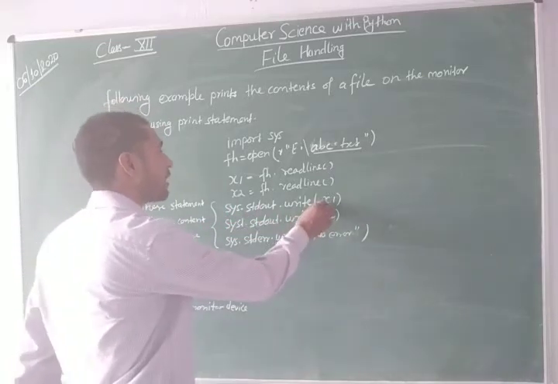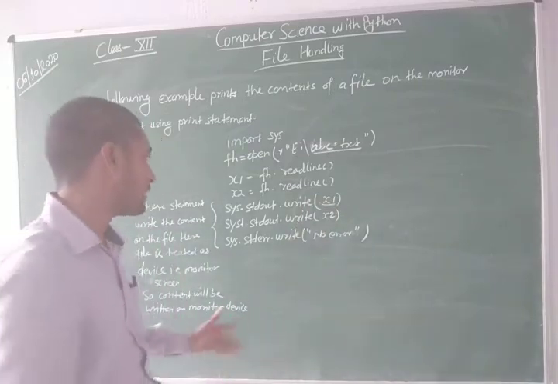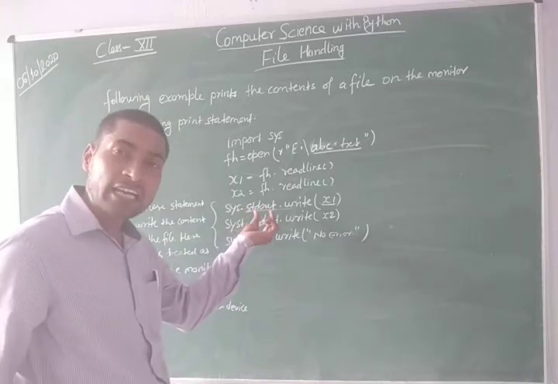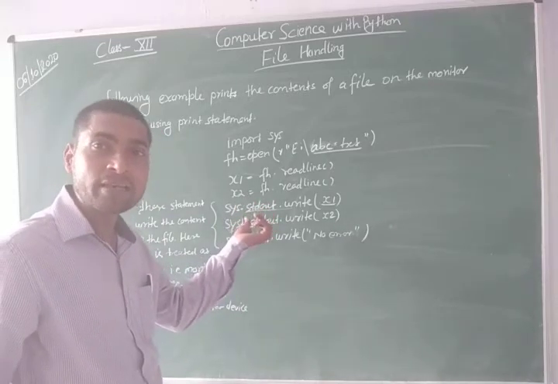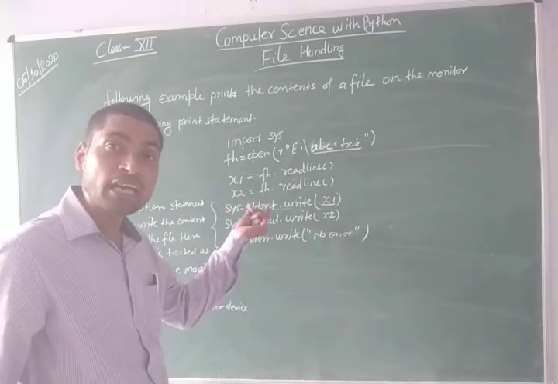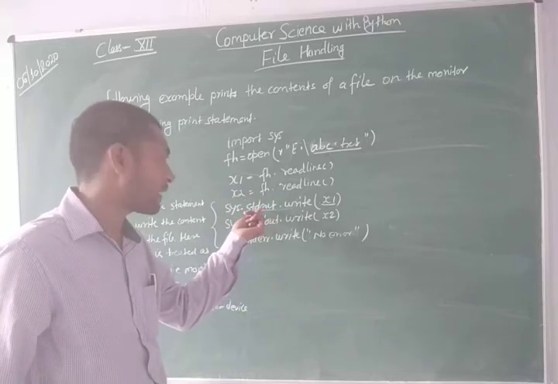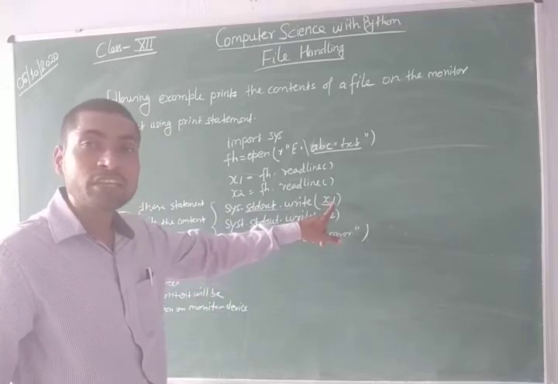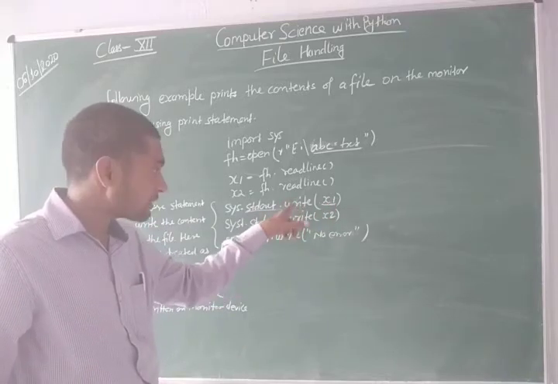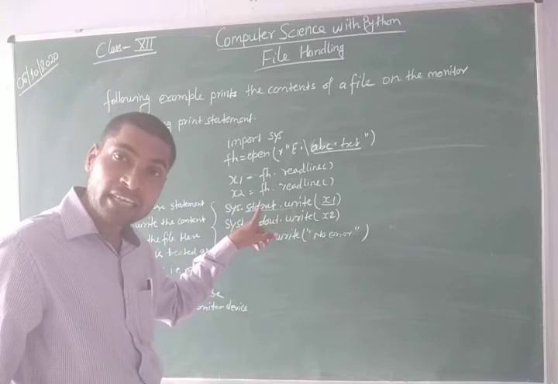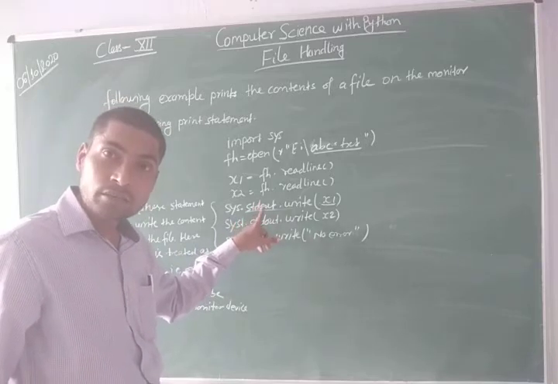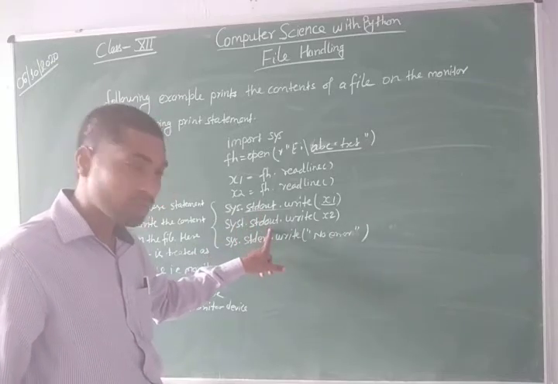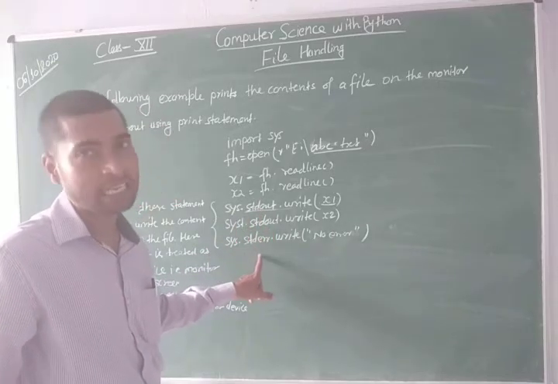Here the contents of x1 are written on the monitor screen because this is the standard output stream. This is the file, and this file indicates the monitor device. So the contents of x1 will be written with the help of the write function on the monitor screen because this file indicates the monitor screen device. Similarly for here and similarly for here.